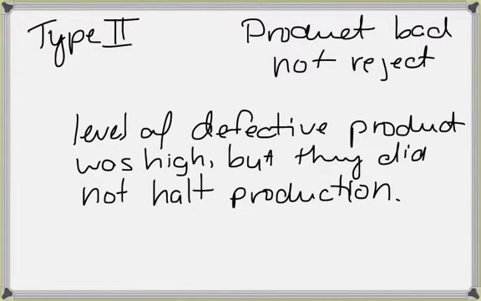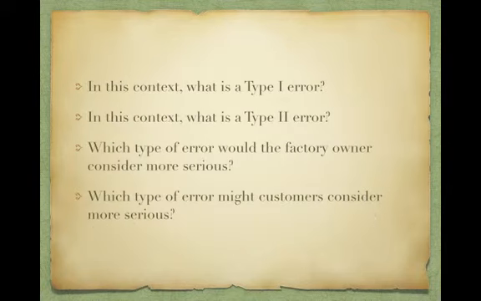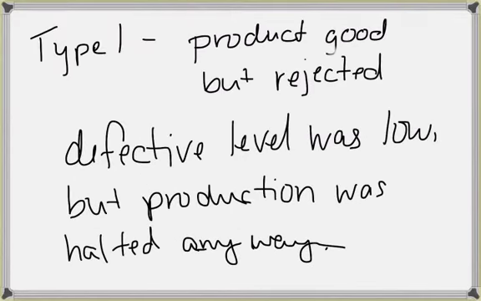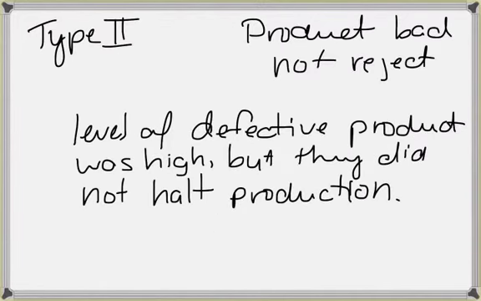Okay, now let's go back and look at the questions again. Question 3 for this. What type of error would the factory owner consider more serious? So if we look at our two types of errors, type 1, the product was good, but they rejected it. Now, in a type 1, the defective level was actually low, meaning they were making good products, but they stopped the production anyway. And then if we look at that compared to a type 2, the levels of defective product was high, but they did not halt production.